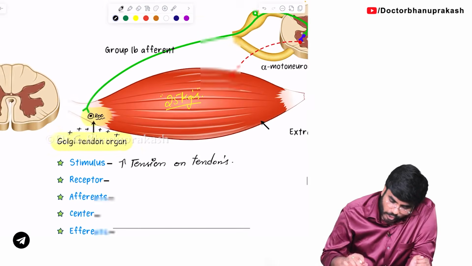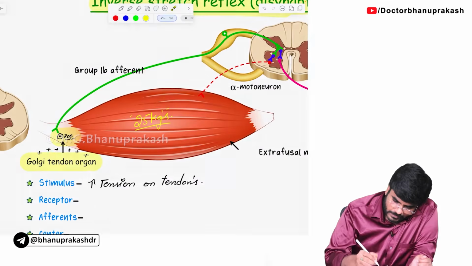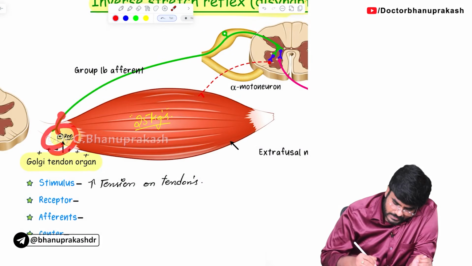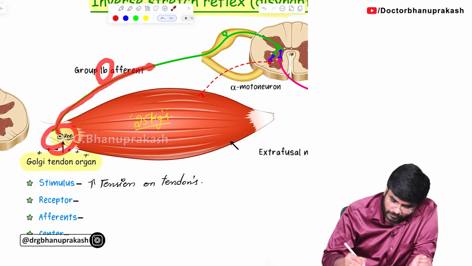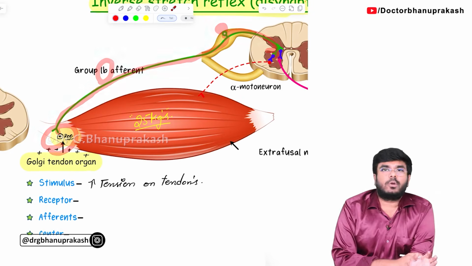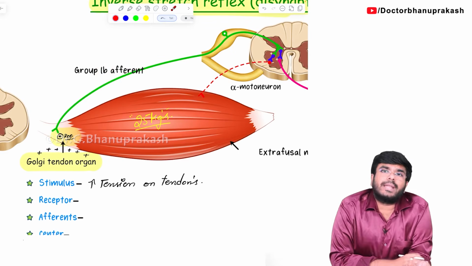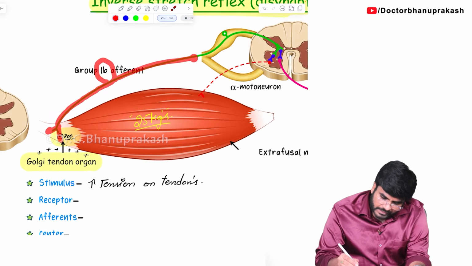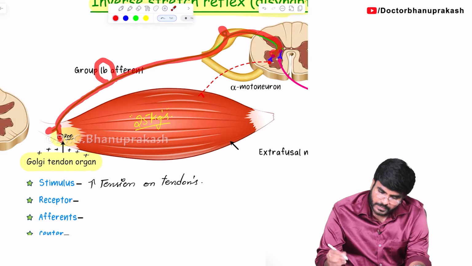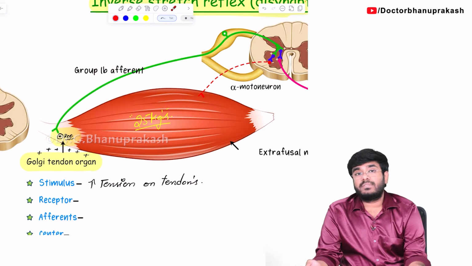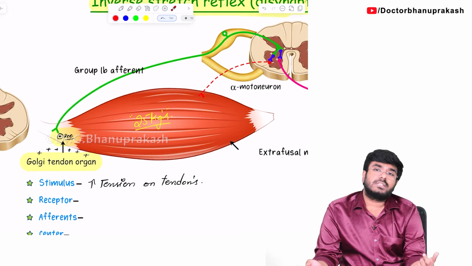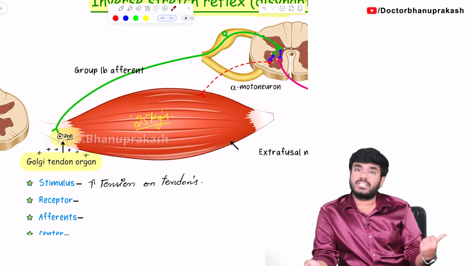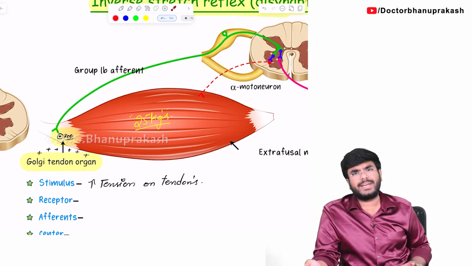Now, whenever the Golgi tendon organ is activated, this 1B fiber, a sensory neuron, is taking the information to the spinal cord. So tell me what is the afferent in this pathway? The afferents are primary 1B fibers. It's not the 1A fiber. 1A fiber is from the muscle spindle. 1B fiber is from the Golgi tendon organ.